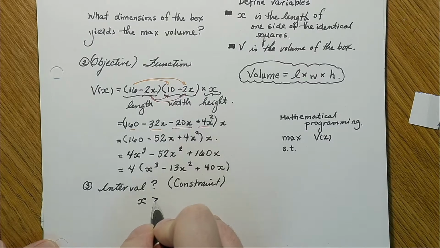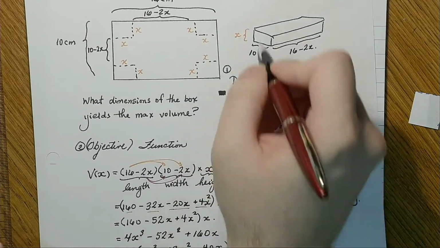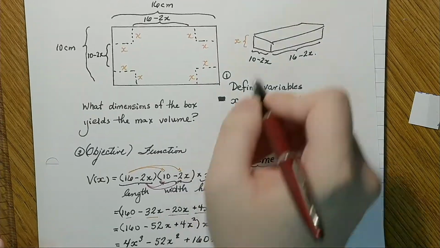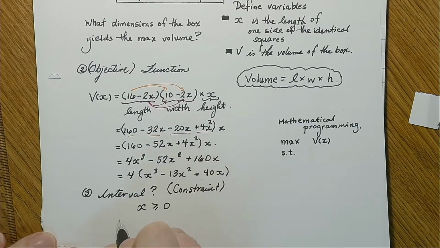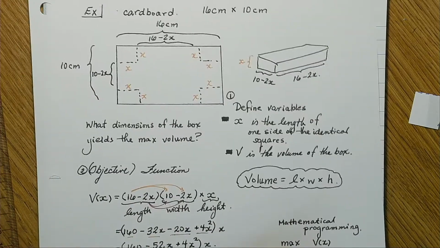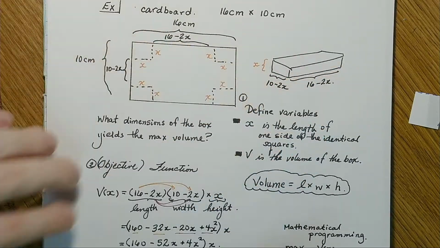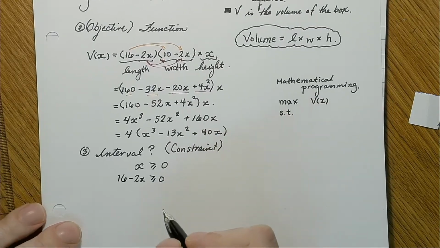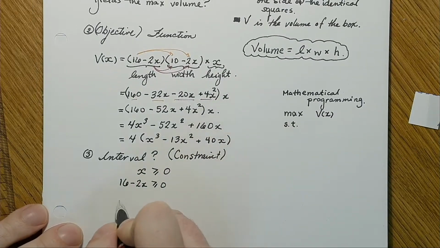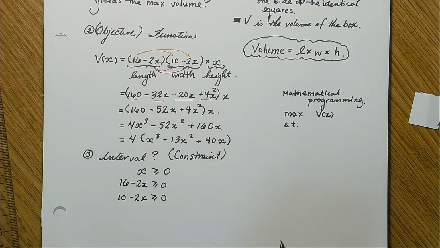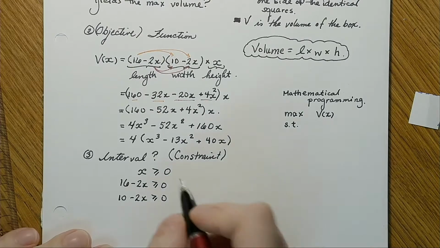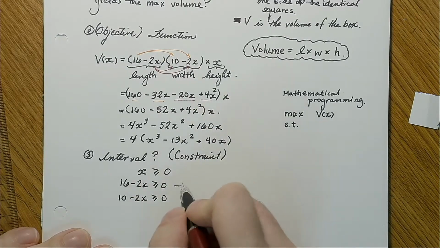Okay, so for the interval, we're going to say that x has to be greater than 0. The other thing is that this side can't be less than 0. So again, I'm going to say that the side, which is 16 minus 2x, has to be greater than 0. So that's what I was having up here. So this has to be greater than 0. And the other one is that we have 10 minus 2x is greater than or equal to 0.